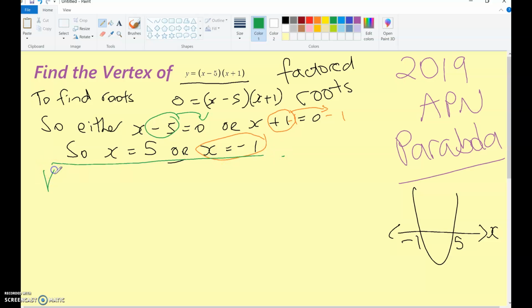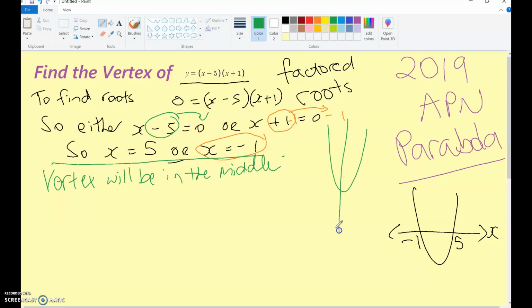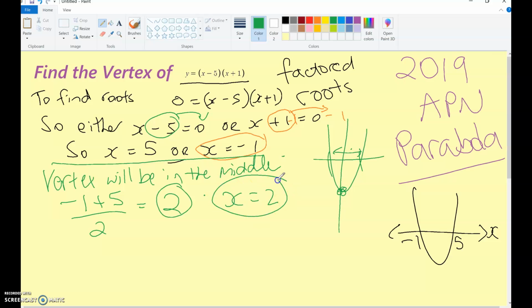Now the vertex will be in the middle, right? Because we know that a parabola has a line of symmetry with the vertex in the middle, so wherever these two are, we need to find the midpoint. So to find the midpoint, we'll go minus 1 plus 5 divided by 2, so that's going to be 2. So we know our x equals 2.